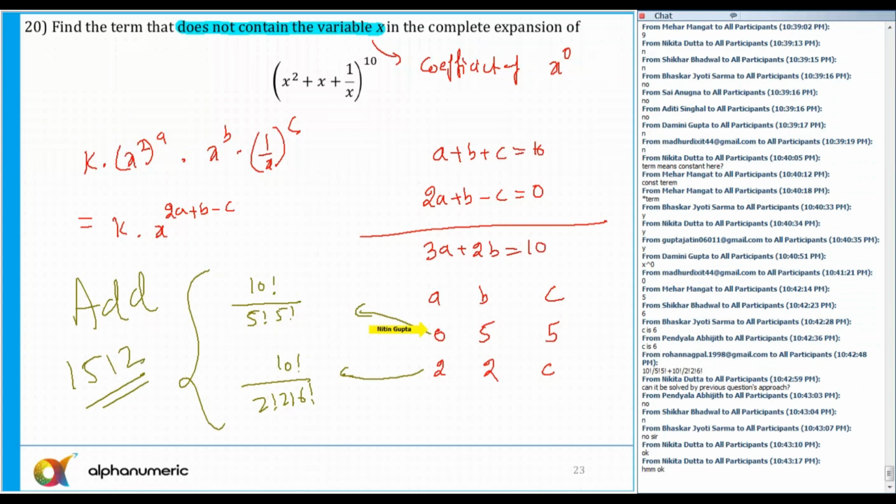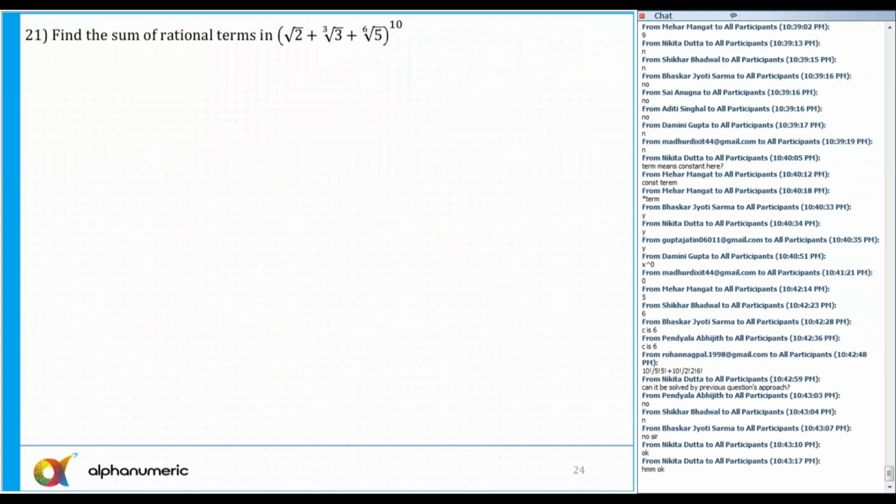All right. Let's go to the next question, 21. Try this. This is a typical XAT type question.